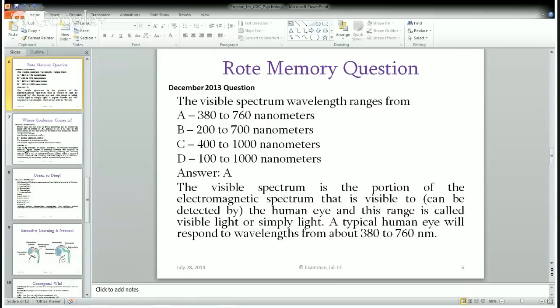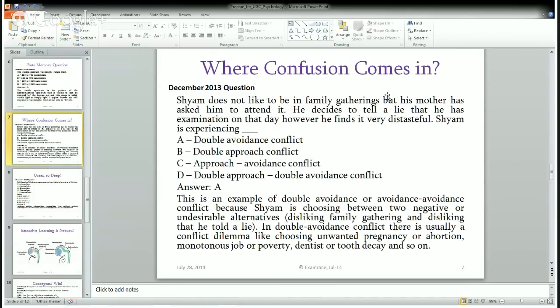Now, this is a question where confusion pops in. It's a simple question but makes confusing. Don't look at the answer, just try to understand the question. Shyam does not like to be in family gatherings, but his mother has asked him to attend. He decides to tell a lie that he has an examination on the day, however he finds it very distasteful. Shyam is experiencing which kind of conflict?